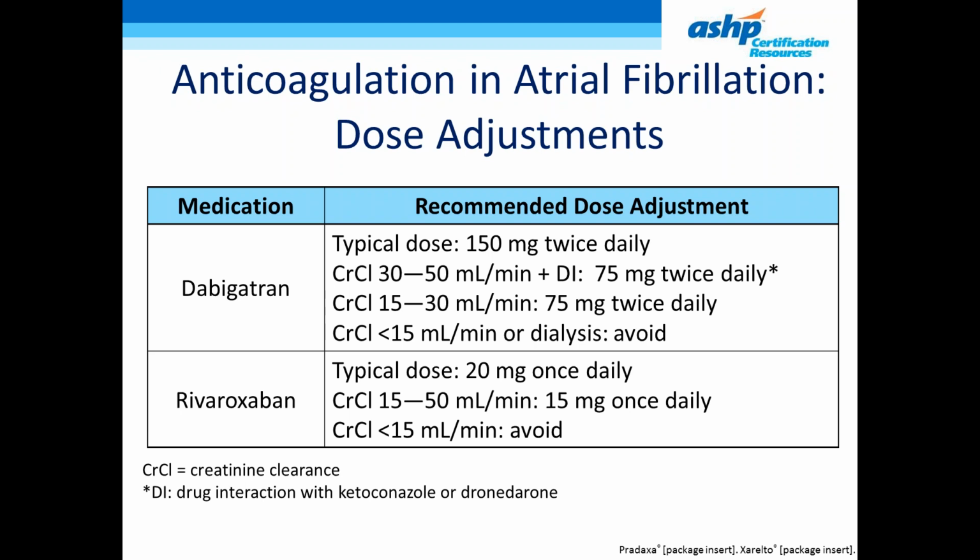ketoconazole or dronedarone, this dose should be decreased by half, as well as a decrease in half the dose in patients with a creatinine clearance of 15 to 30. And then finally, for patients with a creatinine clearance of less than 15 or on dialysis, dabigatran should not be used.